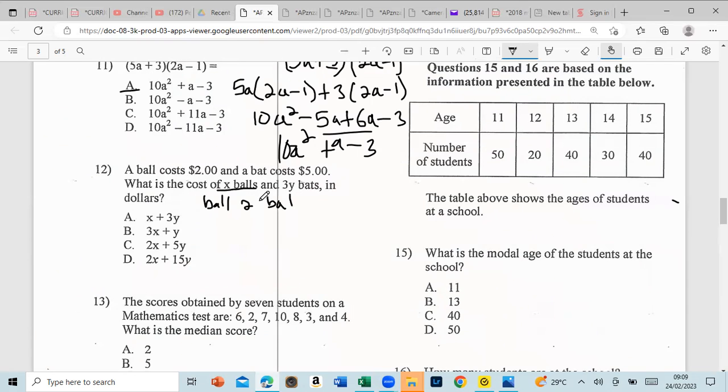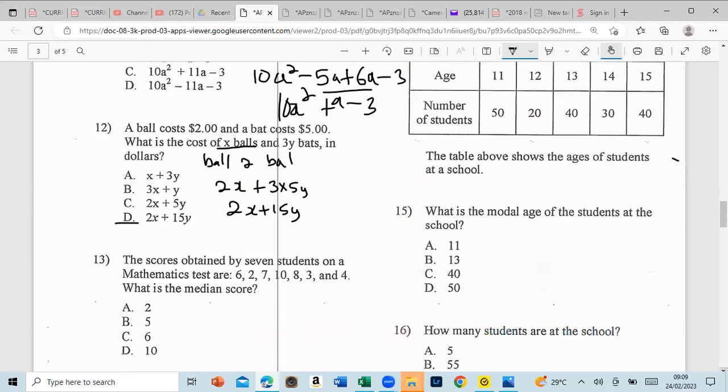Okay, so that would be x times 2, so ball would be 2x, and 3y bats. So that's 3 times 5 plus 3 times 5. So basically, it will be 2x plus a multiplication, 2x plus 15y. Alright, so that will be D.